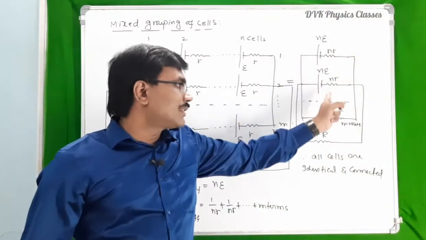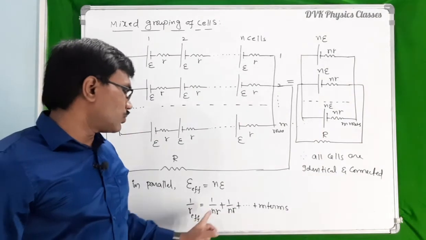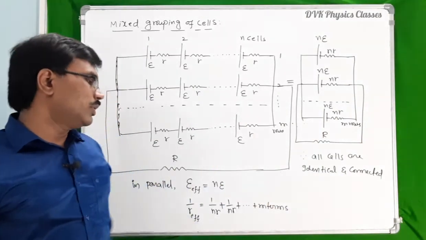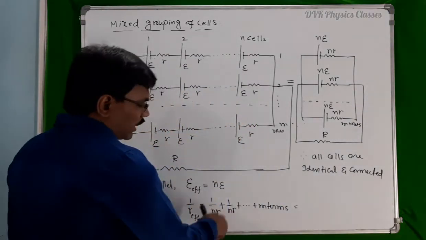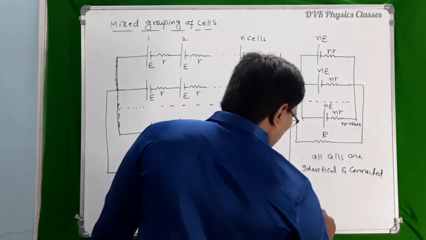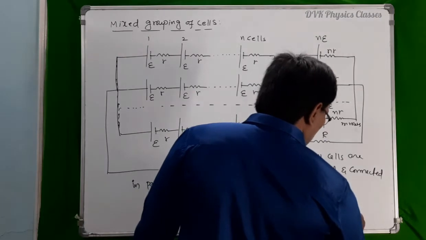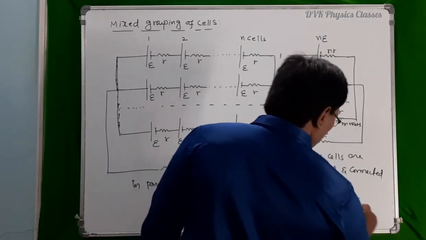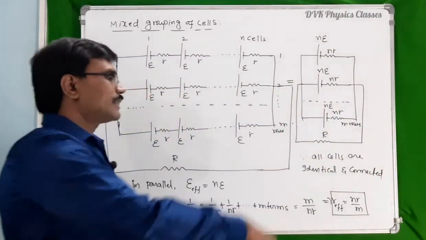But now all these resistors are in parallel combination. So for parallel combination, the effective internal resistance is the reciprocal of the sum of reciprocals of the individual resistors. Since all of them have the same resistance, 1 by nr plus 1 by nr and so on, m terms, that means m upon n into r. So from this, R effective is nr upon m. This is the net internal resistance of all these cells.